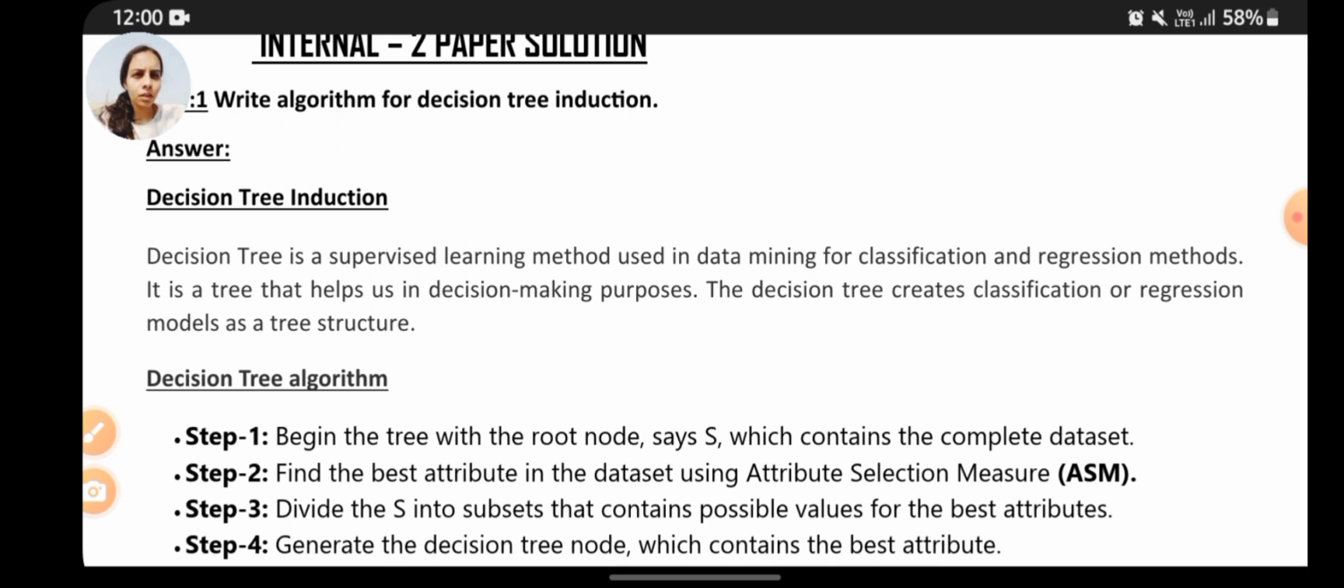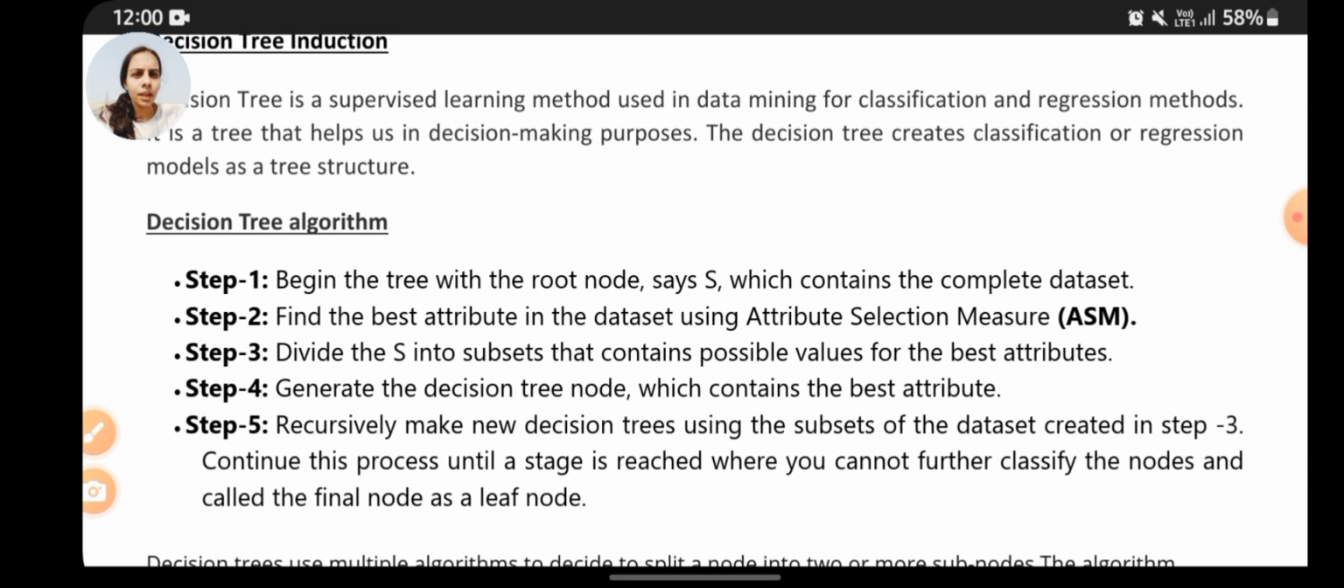Decision tree induction is a supervised learning method that is used in data mining for classification and regression methods. It is a tree that helps us in making decisions. The decision tree creates the classification or regression model as a tree structure.